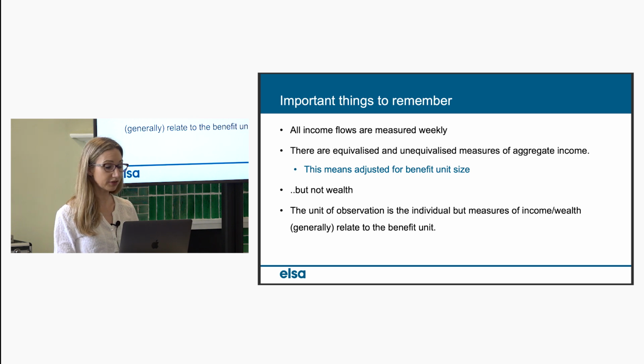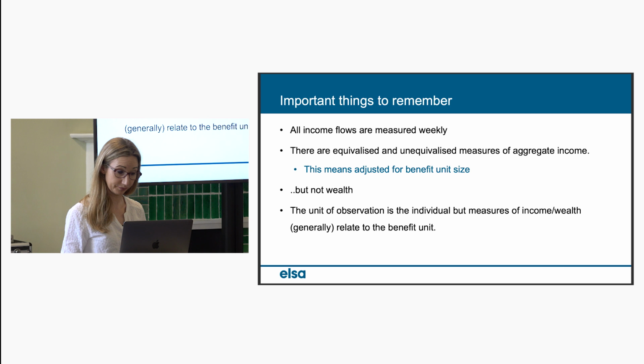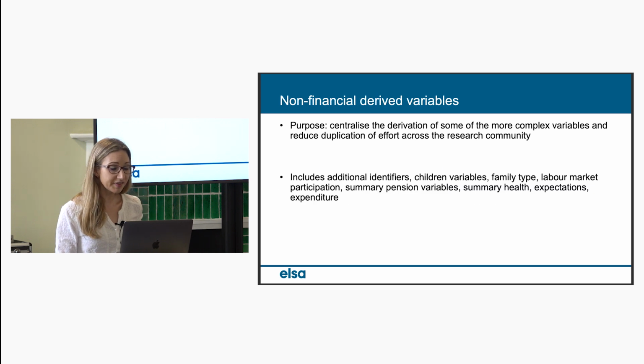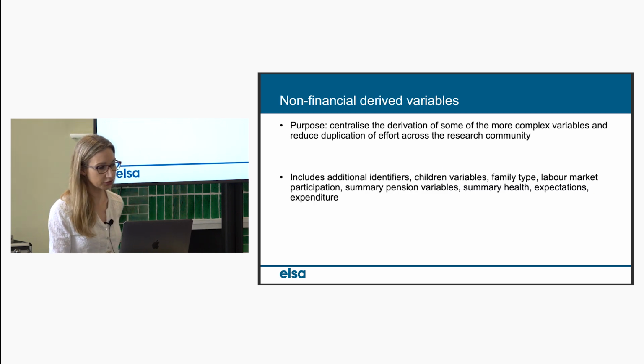We don't do this for wealth. Equivalence scales don't exist for wealth. They don't really make sense because wealth is a more long-term measure of resources. And it's also important that the unit of observation is the individual. So that means that in the file that you'll get, there's one observation per individual, but any measure of income that that person has relates to the benefit unit. So that means it's either their own income if they're a single person, or it's the income that they have access to as a couple, rather than divided by 2. So that's a very broad overview of the financial derived variables.